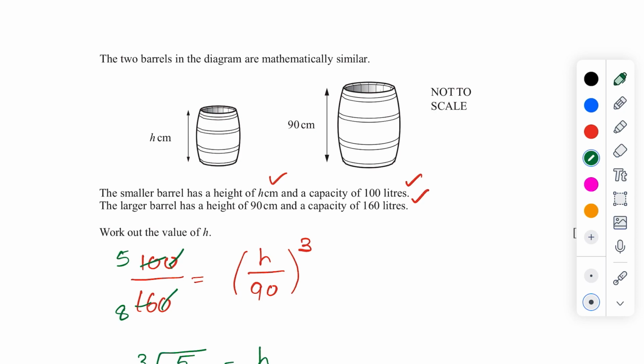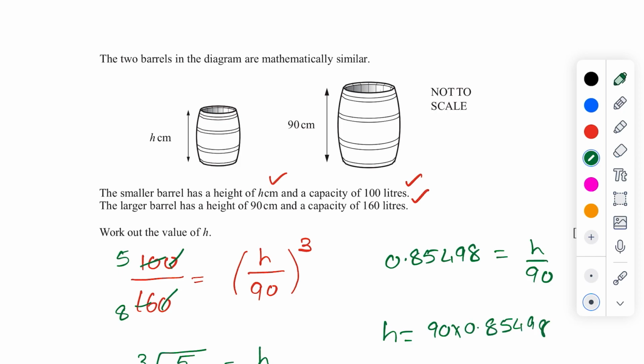So I take the cube root of 5 upon 8. It should be giving me 0.85498 equals h upon 90. So h equals 90 times 0.85498, which gives me 76.948, or 76.9. This is going to be the answer.